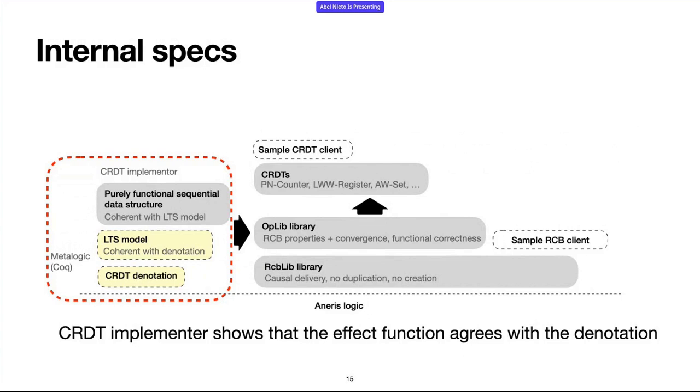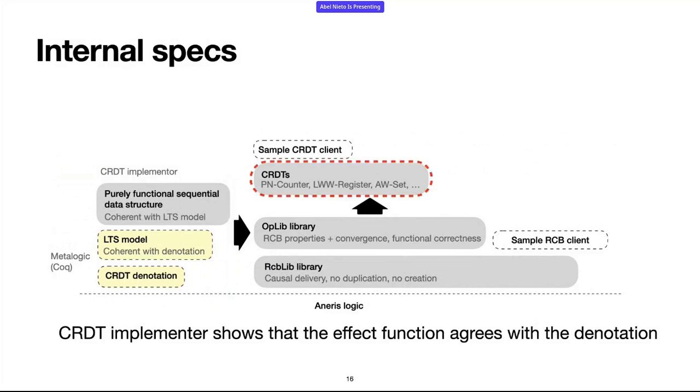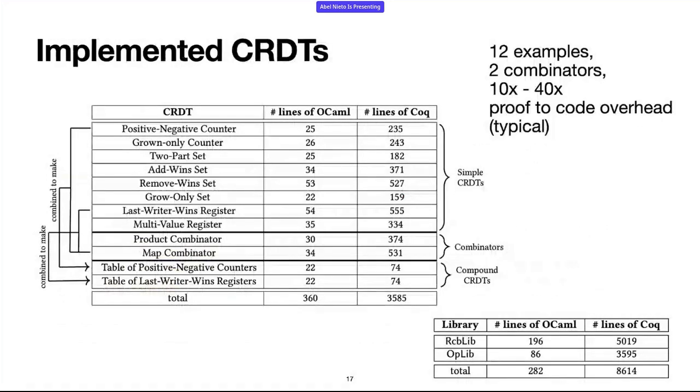And so once they have the implementation of effect and init and the proofs that they agree with the denotation, they can feed that into the library, and then you get out the different CRDTs. And so this is a list of the examples that we have implemented. We did 12 examples, including some CRDT combinators for product and map.